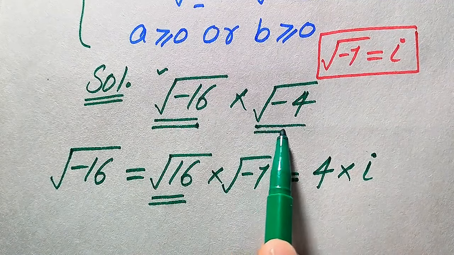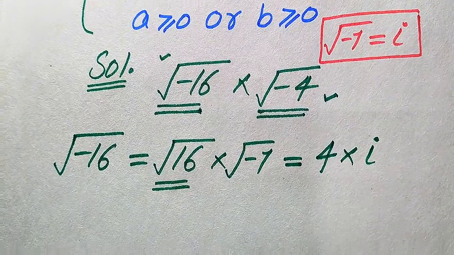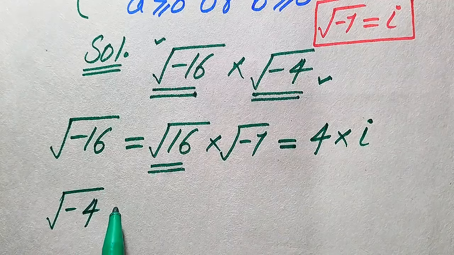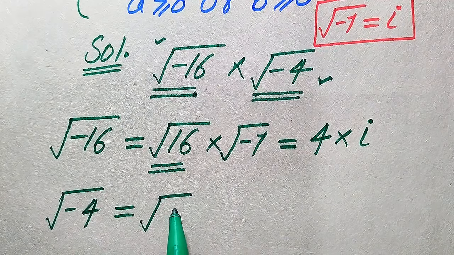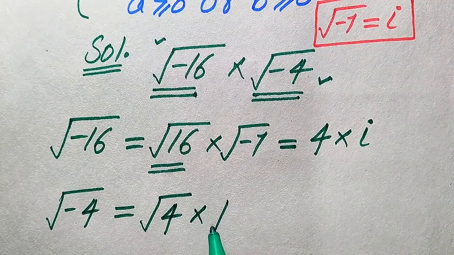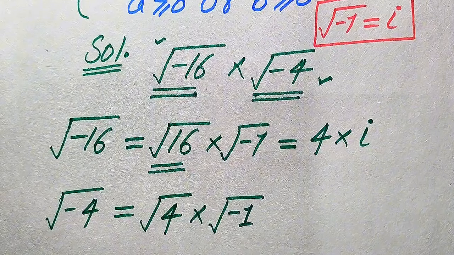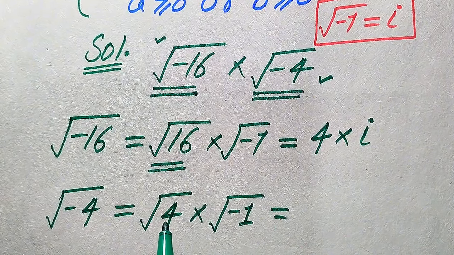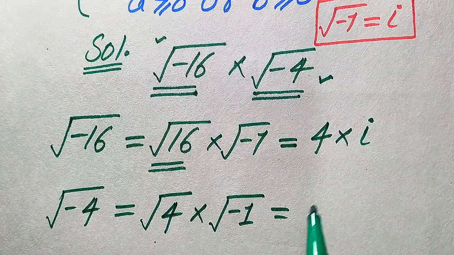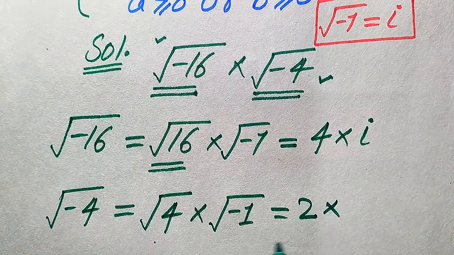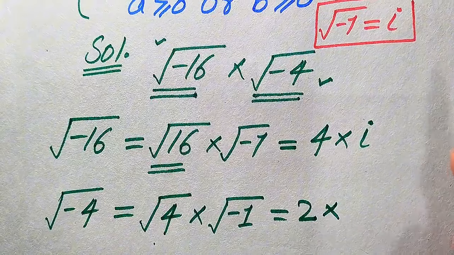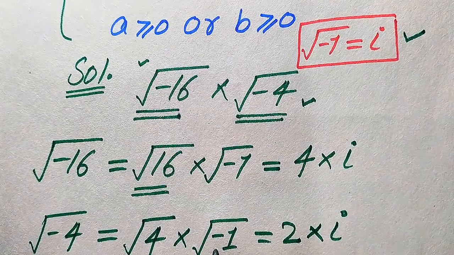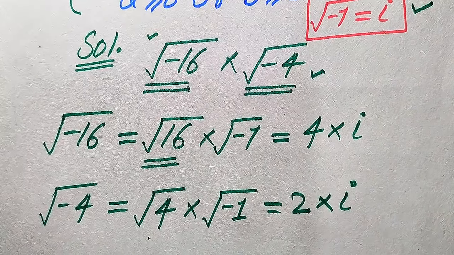Now, in the same pattern, we find the value of the square root of minus 4. The square root of minus 4 is equal to the square root of 4 multiplied by the square root of minus 1. And the square root of 4 is equal to 2, multiplied by the square root of minus 1, and we again use this definition and write the square root of minus 1 as iota.